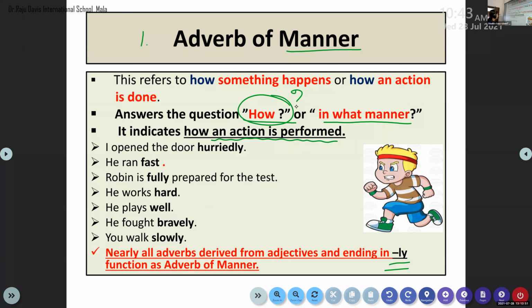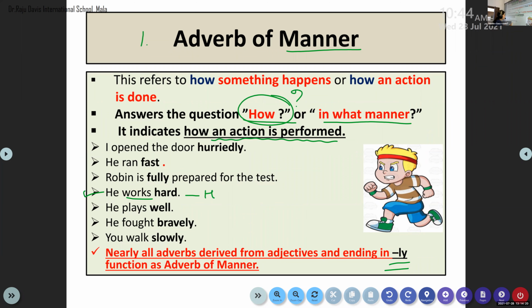Now, look at this question. He works hard. The question is: identify the adverb of manner from the sentence. To get an adverb of manner, remember you should ask the question how. So I'm going to ask: how does he work?